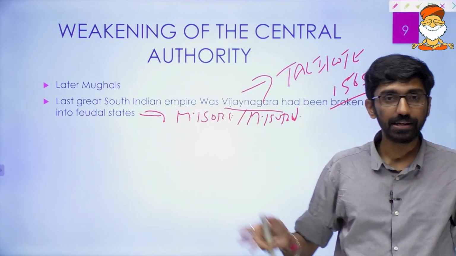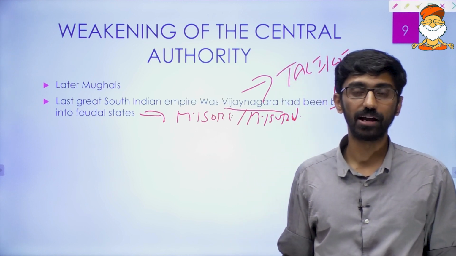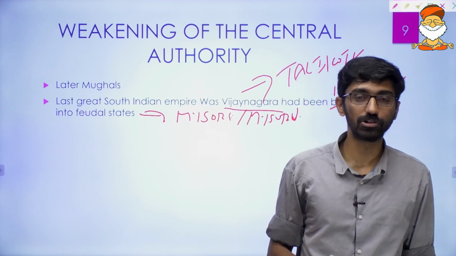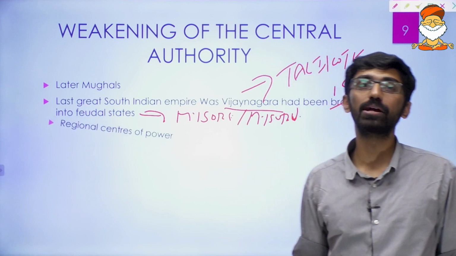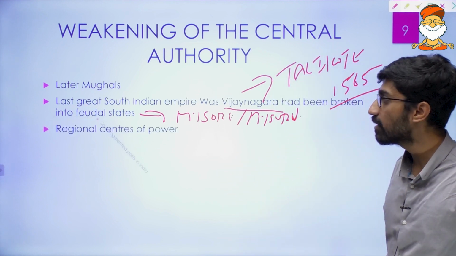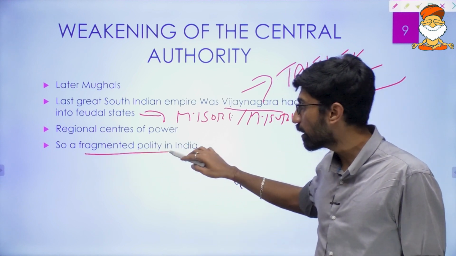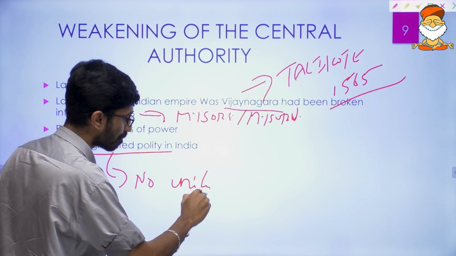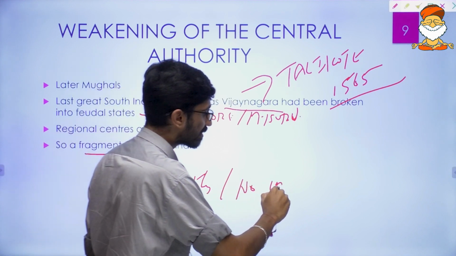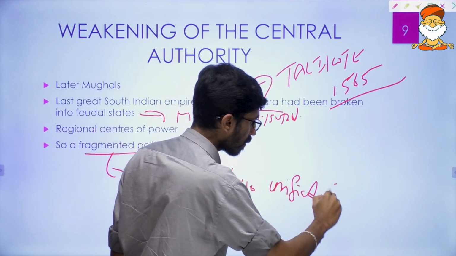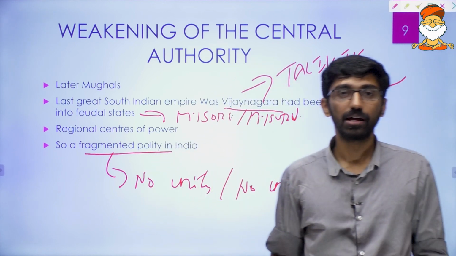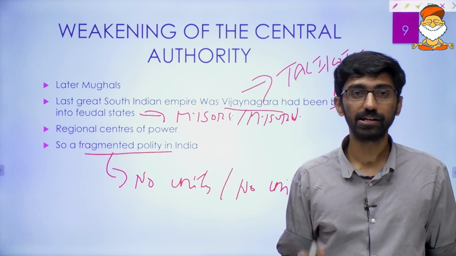So this is the entire political nature of India. Especially in the 18th century, from a unified political system which was there, it is now crumbling into a fragmented political system because of the regional centers of polity. What is a fragmented polity? It means there was no unity, no unified center. So this was the nature of the Indian political system in the 18th century.